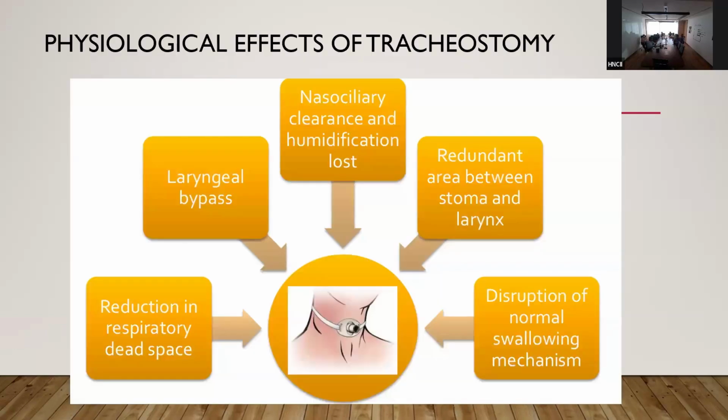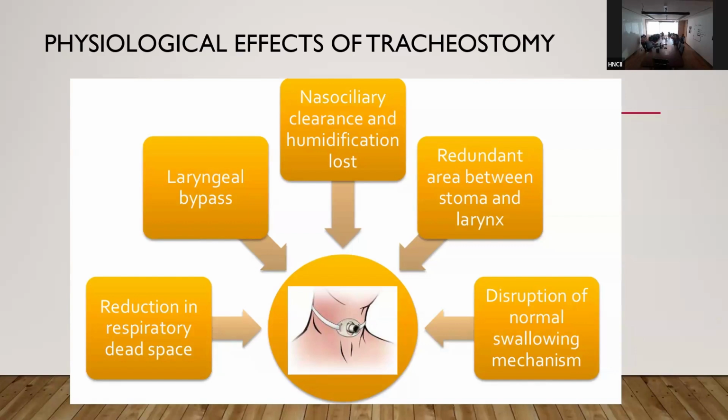So, a few slides I would like to speak on tracheostomy care. What are the physiological effects of tracheostomy? There is a reduction in dead space. You are bypassing the whole airway, from your nasal cavity till where the tracheostomy tube is in place. So the laryngeal bypass, nasal clearance and humidification are lost. That's why humidification is important, and we tell patients to keep a wet bib in front of the tracheostomy because it can get dry easily.